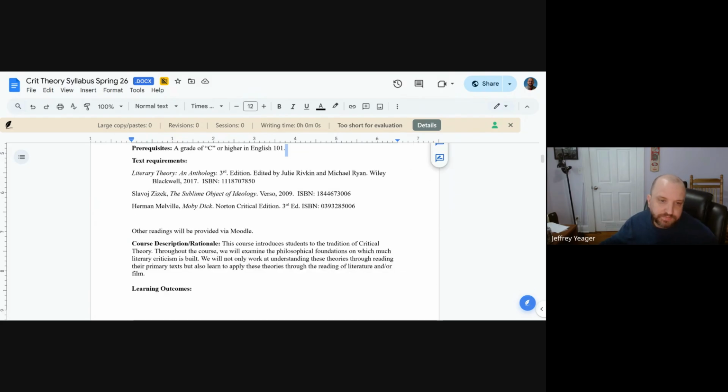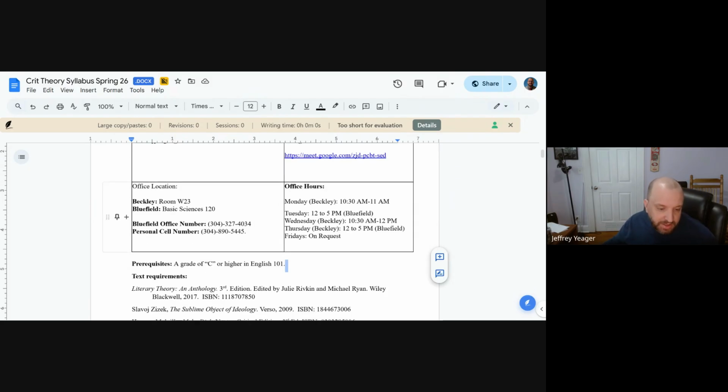There are 3 books. One of the books is in my office, and it's a snow day, so I can't go get it, but I do have 2 of them at home. Our big one is Literary Theory: An Anthology. It's a giant book that you could probably kill somebody with if you hit them with it. It's about as big as the Bible, if not bigger. Don't worry, you're not going to read everything in here, probably not even a third of it.